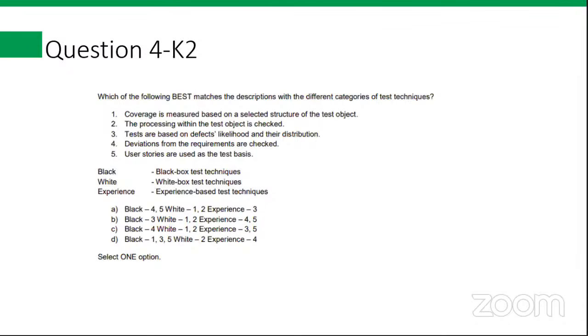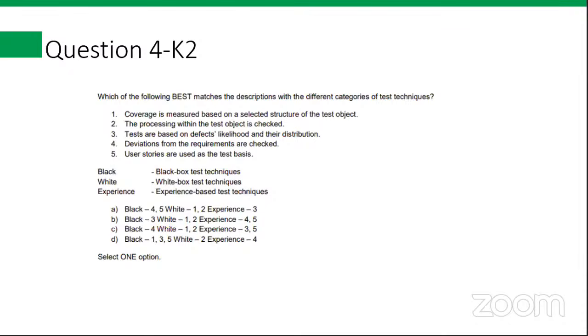And the fifth one is: user stories are used as the test basis. This is also black box technique because this is just a story. They are not going to tell you to do this architecture, or to go in for this design. It's definitely the developer's idea to decide what exactly will be put forward to meet this user story. So based on these points, 4 and 5 come under black box technique. If you consolidate all this, you should be able to understand that option A is the right answer. Black box means 4 and 5, white box is 1 and 2, and experience is 3.